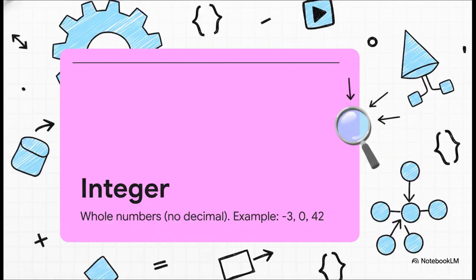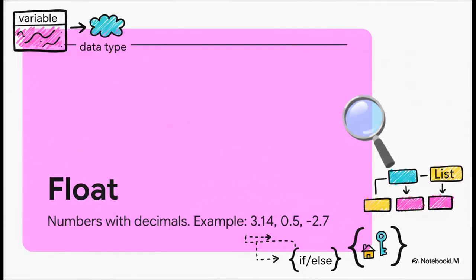Okay, so what kind of information can we actually put in these boxes? Well, the most basic type is an integer. These are just your normal everyday whole numbers. No fractions, no decimals, just simple solid numbers like 42 or -3. But what if you need more precision? Like, what if you're dealing with money or maybe some scientific measurements? That is where floats come in. A float is just any number that has a decimal point. So think pi, 3.14, or half, 0.5.